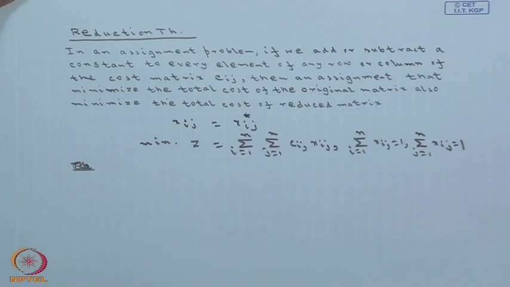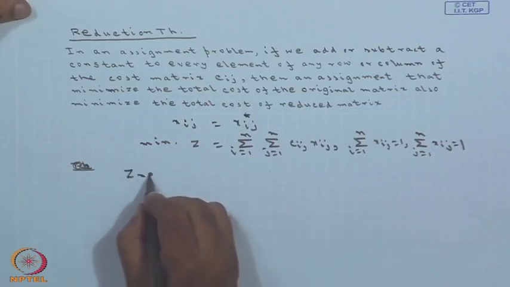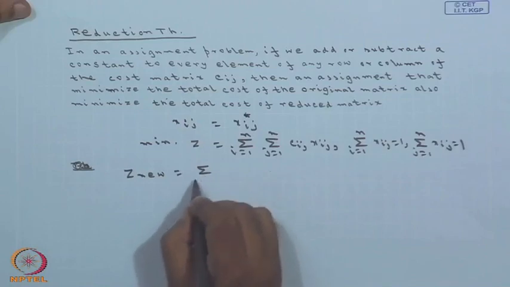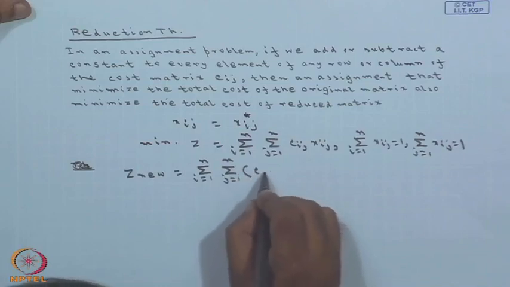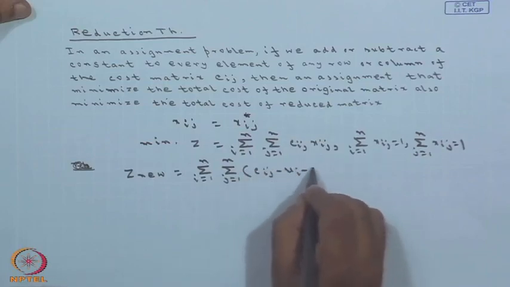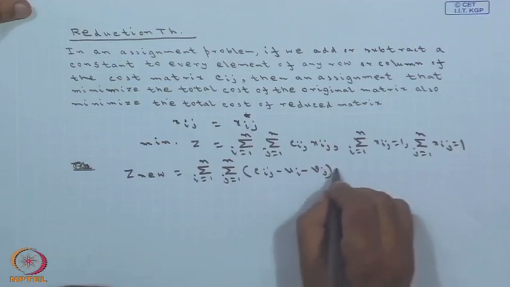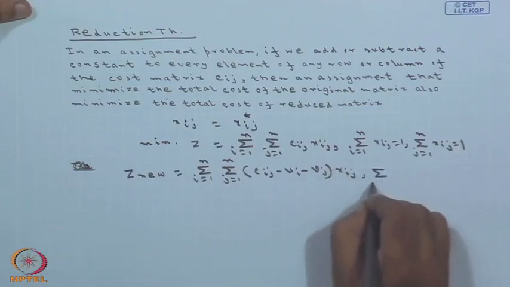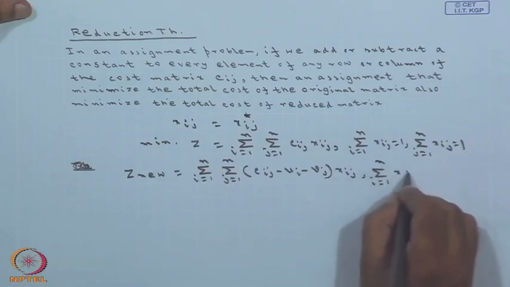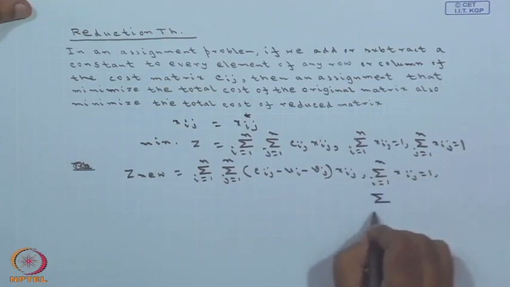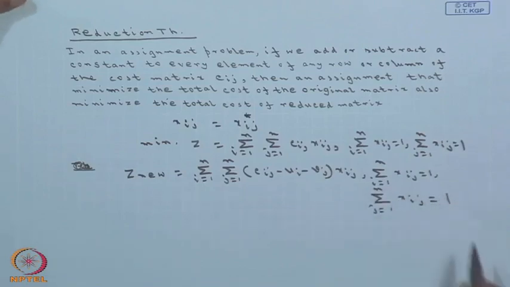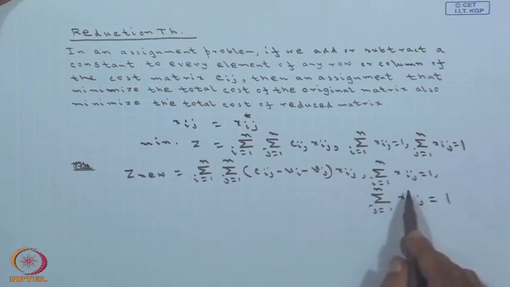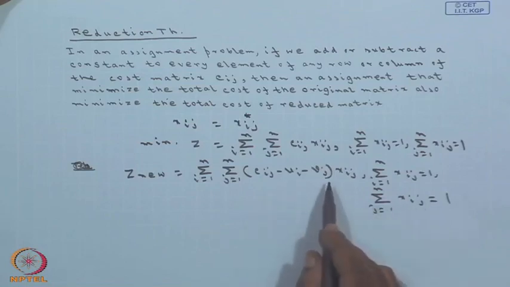Then x_ij star will also minimize the new function, say z new, which equals summation i equals 1 to n, summation j equals 1 to n, (C_ij minus u_i minus v_j) into x_ij, and of course these two conditions are there: summation i equals 1 to n x_ij equals 1, and summation j equals 1 to n x_ij also equals 1. So z new equals this, where u_i and v_j are some real numbers, positive numbers we take.